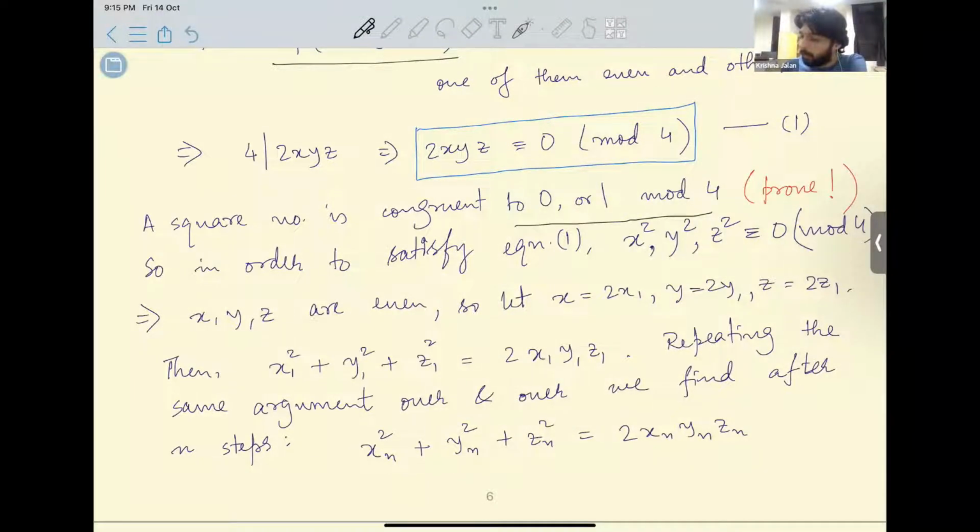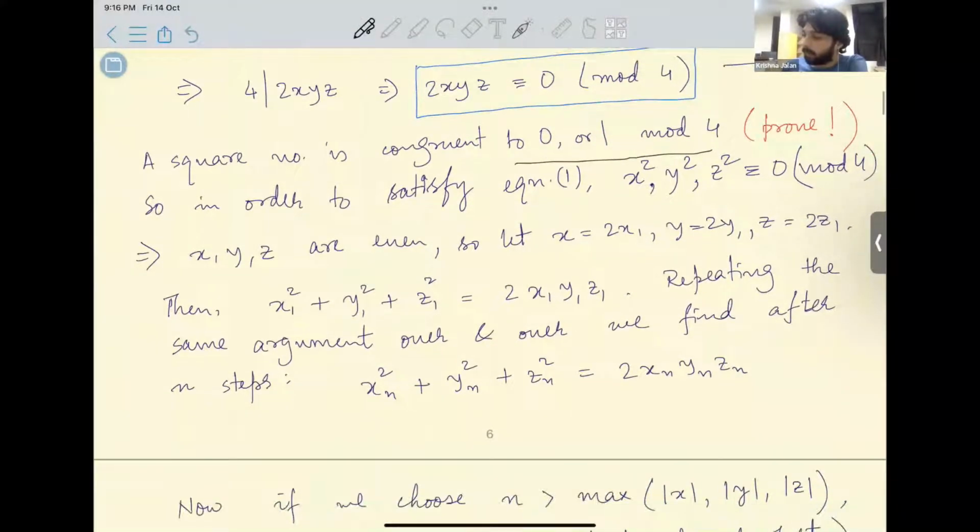Then in order to satisfy this equation 1, the only natural conclusion is that x square, y square, and z square individually are congruent to 0. It's easy to check. Let's say x square is congruent to 1, then this relation is clearly not satisfied. Similarly, if only 2 of them are congruent to 1, then also this relation is not satisfied, or similarly for 3 congruent to 1. So the only possibility is that each of them individually is congruent to 0 mod 4. Only then is equation 1 satisfied.